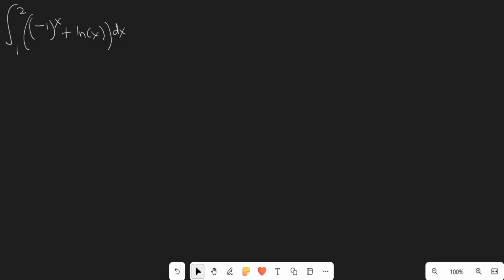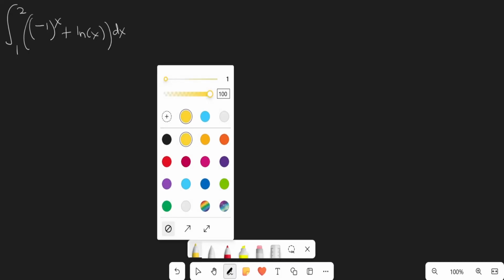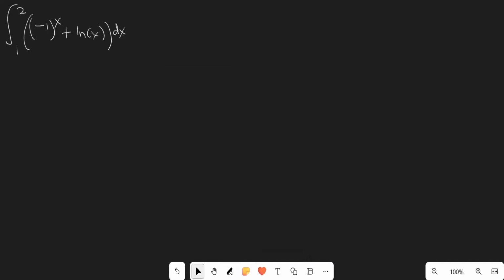So this integral we can really start off by reimagining it. This -1 raised to the power x, I am going to use Euler's formula. You know Euler's formula, e to the i theta is the cosine of theta plus i sine of theta, right? We know this. And then if we have e to the i pi, that is going to be what? Cosine of pi plus i sine of pi.